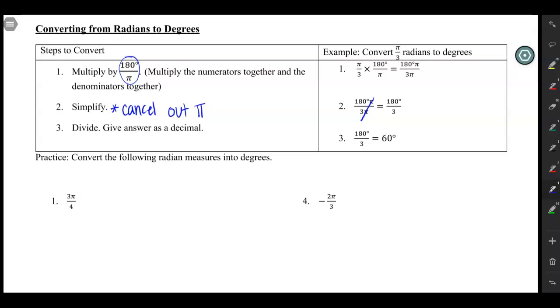And then your final answer is just to divide. So turn this fraction into a decimal, or in this case, just a whole number. So you don't have to worry about dividing the top and the bottom by the same number. You can just punch this into your calculator and get a decimal.